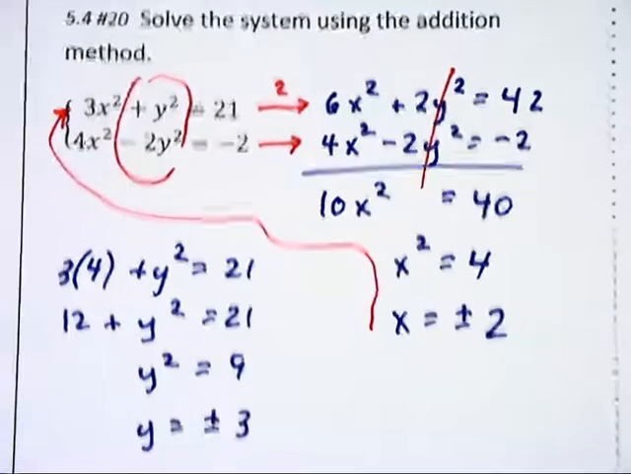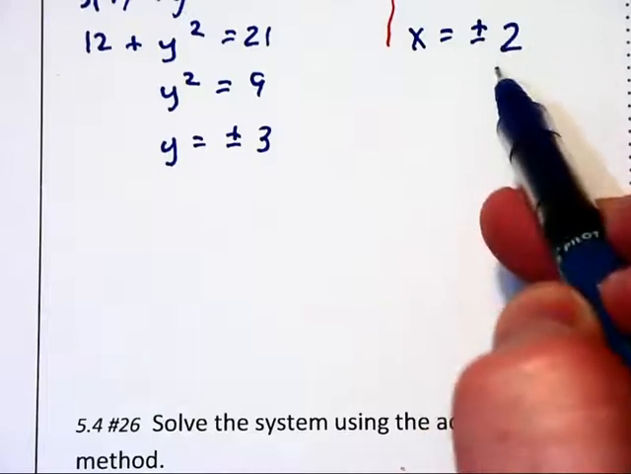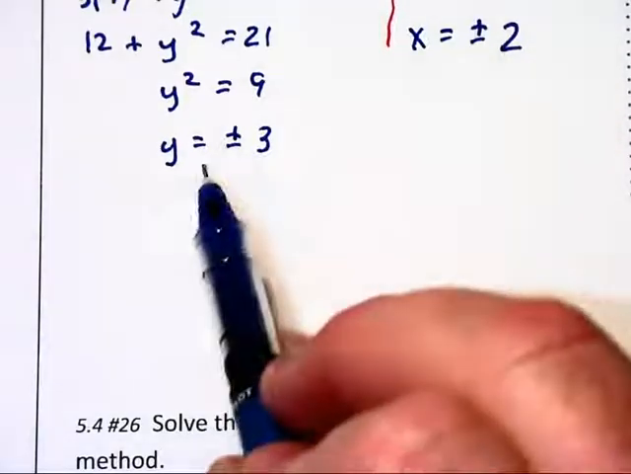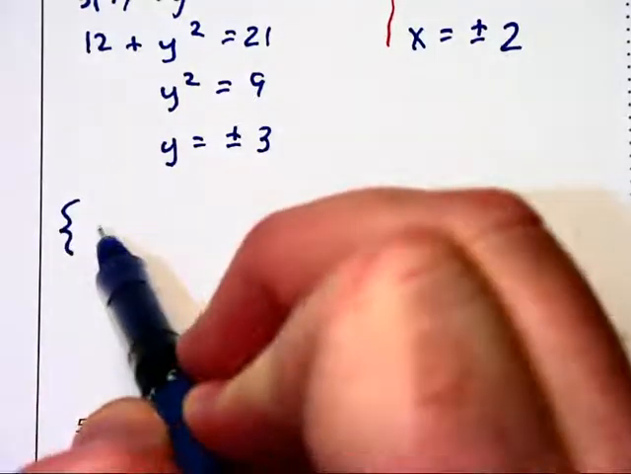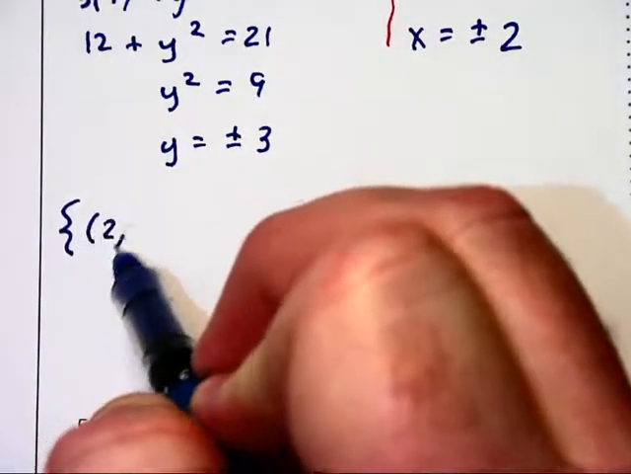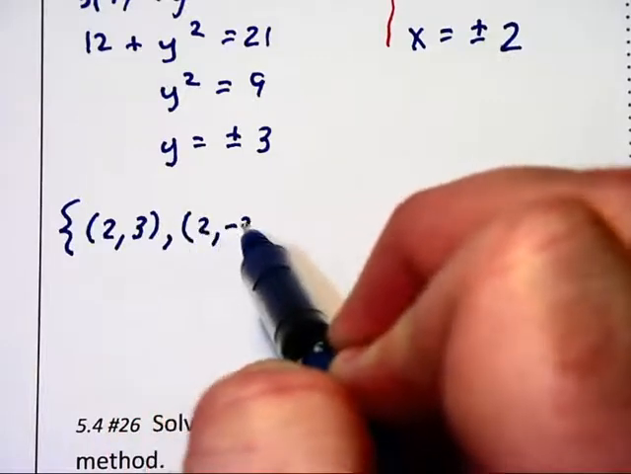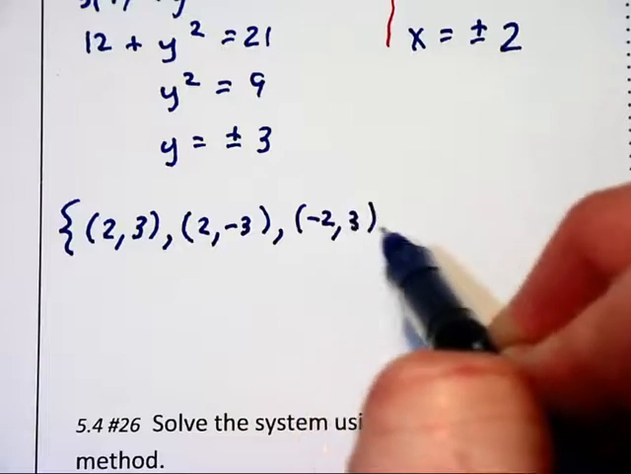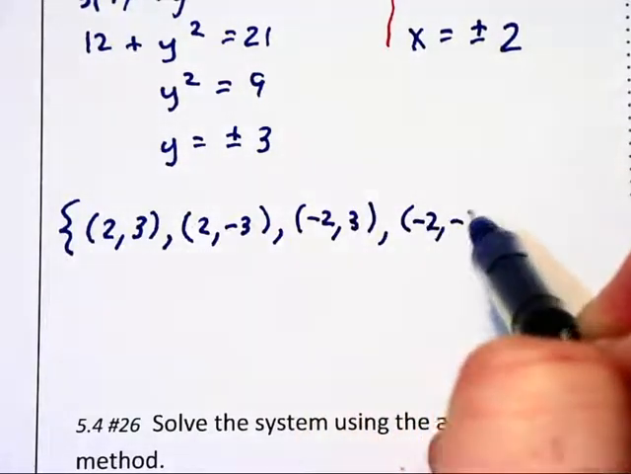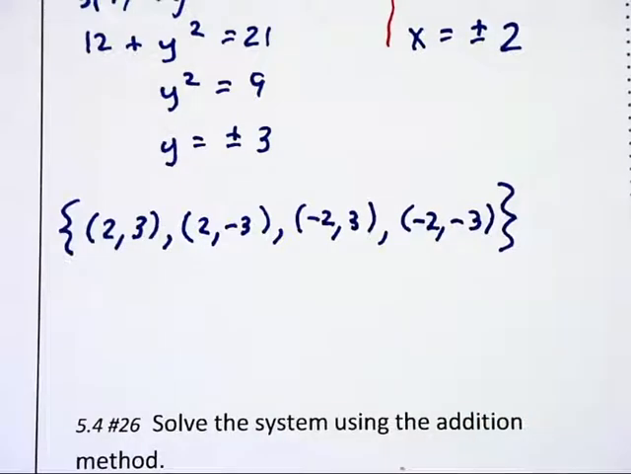Now this means when either 2 or negative 2 is substituted in, 3 or negative 3 comes out, and our solution set is 2, 3 and 2, negative 3 and negative 2, 3 and negative 2, negative 3. There are the 4 points in our solution set.